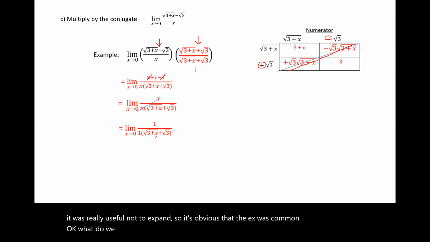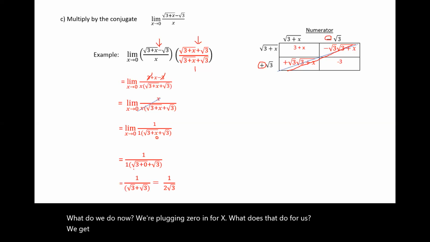Okay, what do we do now? We're plugging 0 in for x. What does that do for us? We get 1 over root 3 plus root 3, which is the same as 1 over 2 root 3.